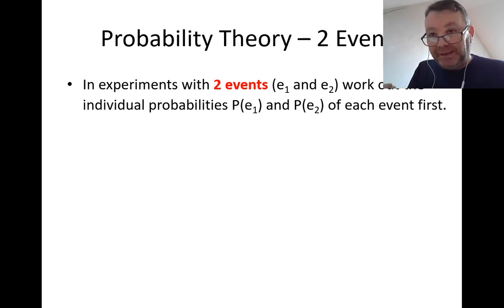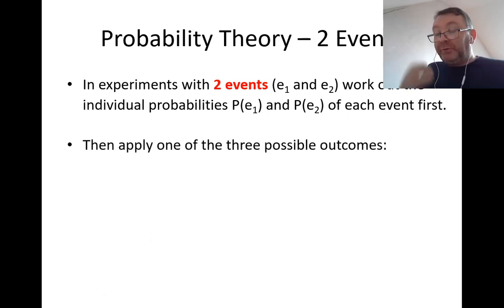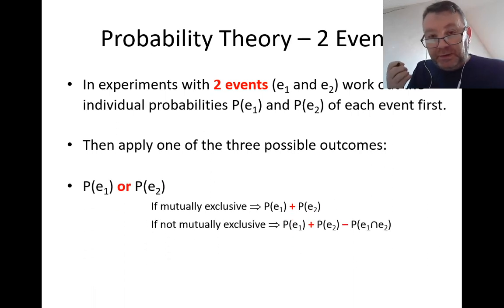And then, if they are mutually exclusive, then we just add them. If they are not mutually exclusive and they can happen together, we add them and we subtract whatever the intersection between those two events would be. And that's all I'm saying here. There are three possible outcomes for two events. First of all, the probability of event 1 or the probability of event 2 where they are mutually exclusive. In other words, they can't happen together.